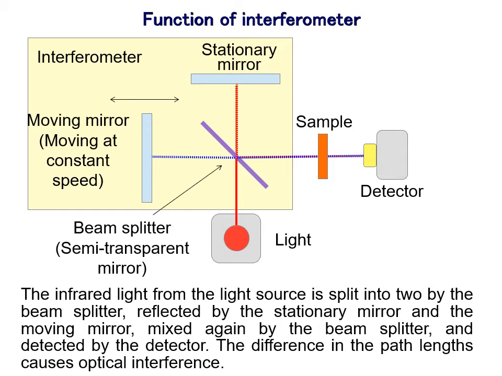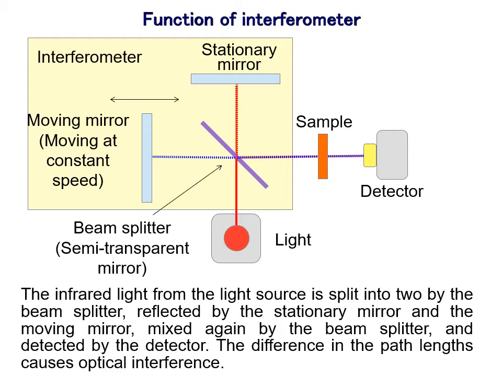Next, I will explain the function of the interferometer, which is the most important part of the Fourier transform infrared spectrophotometer, or FTIR. The infrared light emitted from the light source is split into two by the beam splitter. The infrared light is reflected by the fixed mirror and the moving mirror, mixed again by the beam splitter, passes through the sample, and is detected by the detector.